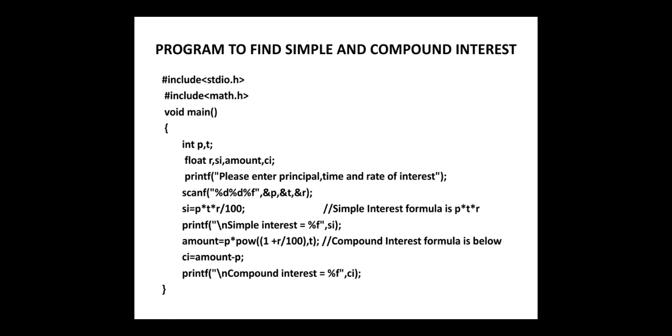Now I got the compound interest value. Now I need to display it. This is the same procedure as the simple interest printf statement. Here we calculated using the variable ci, so ci will be displayed using the printf statement.